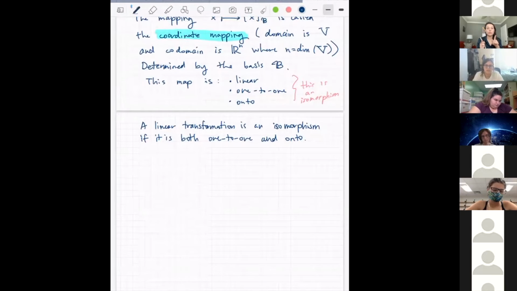Okay, so remember those are two separate properties, and a transformation could be one-to-one and not onto. It could be not one-to-one but onto, or it could have both properties, or neither. So there are different combinations of these, but if it does have both properties, we have a special name for that, and that is an isomorphism. And what it means for there to be an isomorphism between V and the vector space Rn is that these are essentially the same as far as linear algebra is concerned.